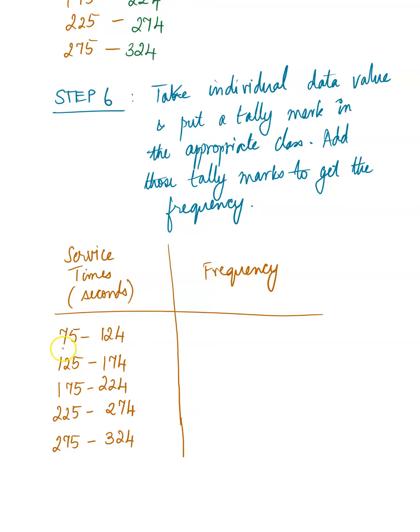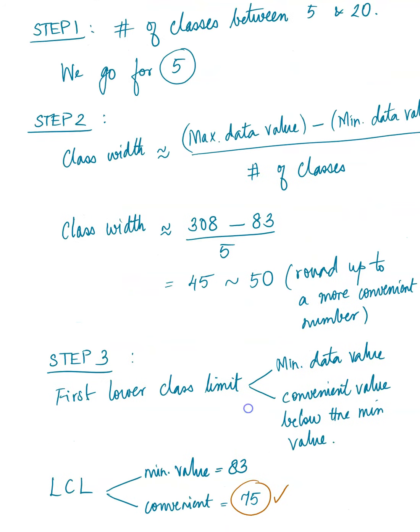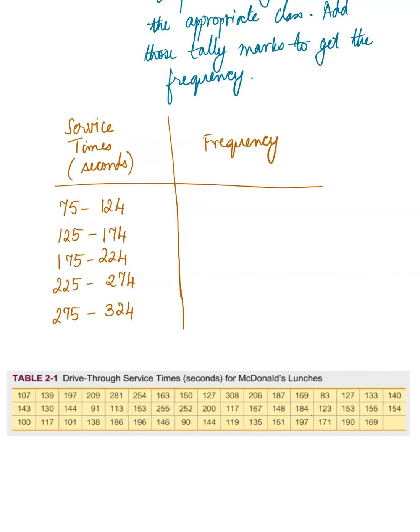Okay, so now we have to go to the data set and look for all the values between 75 and 124. So you need to have the data set close by to do this. So maybe I'll bring the data set closer to that step. All right, I have brought the data set closer to our table, so you can see that now. So now we're going to mark the tally marks for all these values.